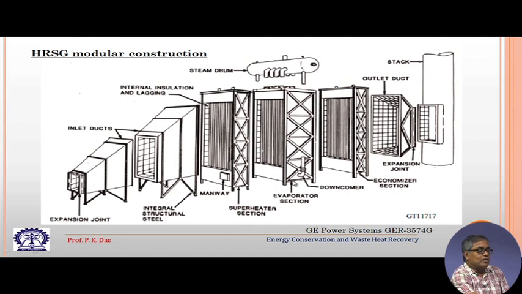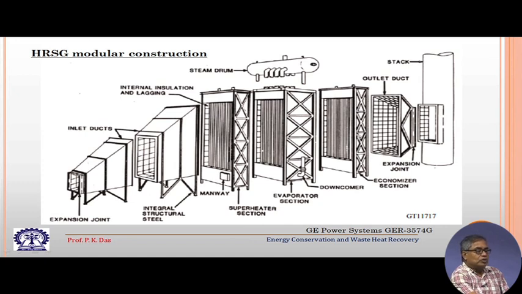So, these are the downcomers you can see, and at the top there will be a pipeline by which steam will be taken out from the steam drum, and then it will go to the superheater, which is on this side. The water coming to the steam drum is coming from the economizer. So, this is the economizer.